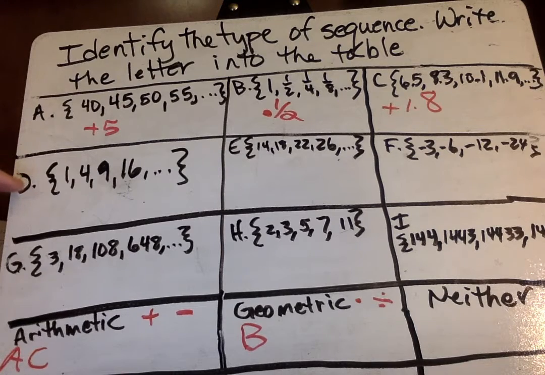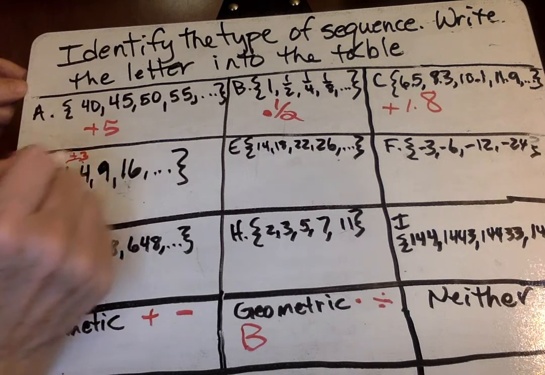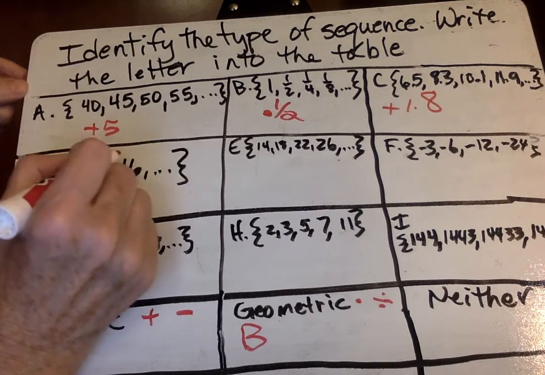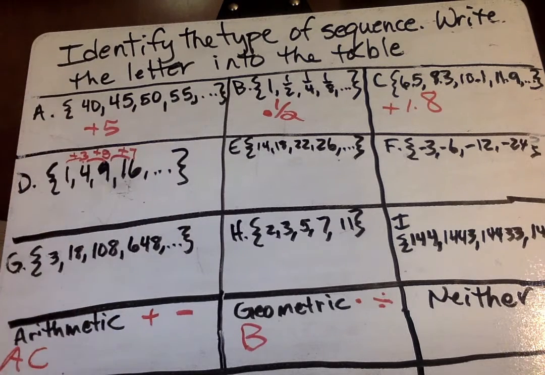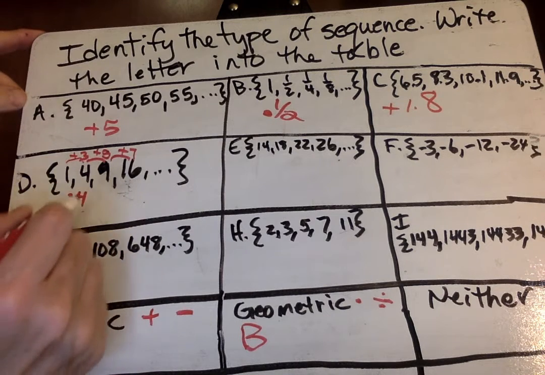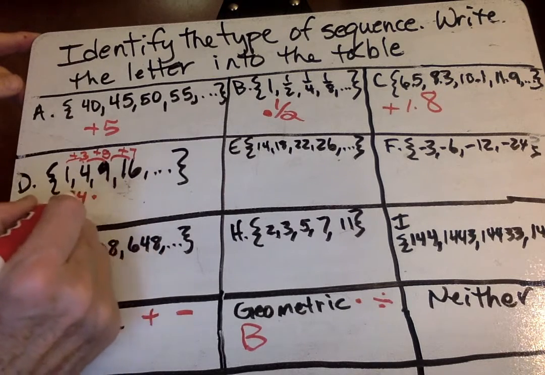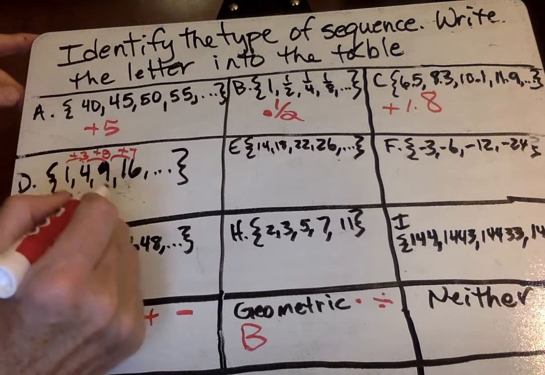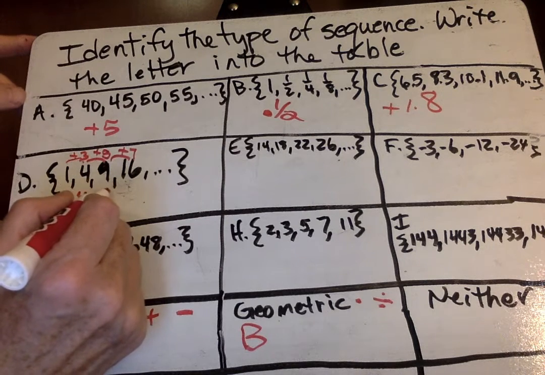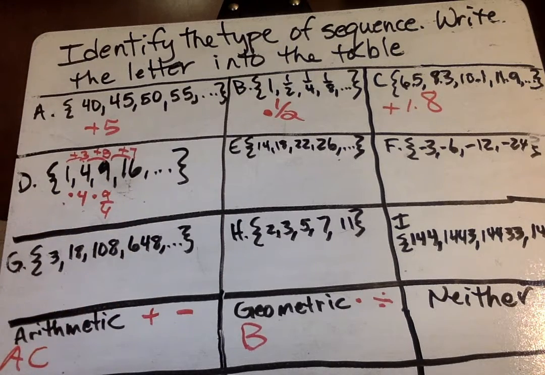Okay. Now I'm going to look at this one. If I say 1 to 4, what did I do? I added 3. 4 to 9, I add 5. 9 to 16, I add 7. Those are different numbers, so it will not be arithmetic. Next, we're going to see if it's geometric. To go from 1 to 4, I times by 4. 4 to 9, I have to times by, well, not 4, because if I multiplied by 4, it'd be 16. So you'd have to multiply 4 by something weird to get 9. Would that be 9/4? Either way, it's a different number, so it would not be geometric either.